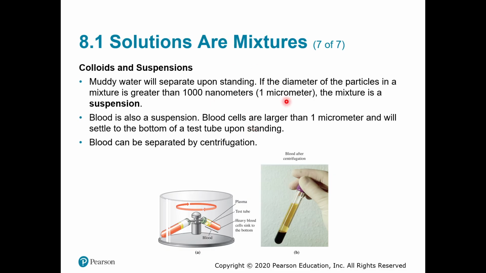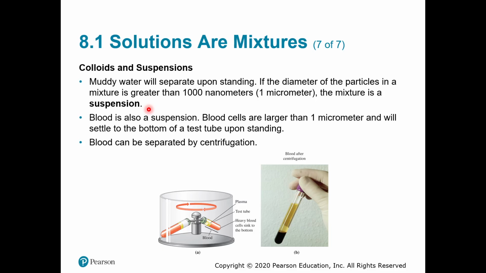Now, muddy water is an example of a suspension where it will actually separate fairly quickly. Okay. So if the diameter of the particles is greater than 1,000 nanometers, that's 1 micrometer, by the way, that's a suspension. That'd be like muddy water. You can actually see muddy water separate even over a course of an hour or two, right? And so you can see those fall out fairly quickly. Okay.